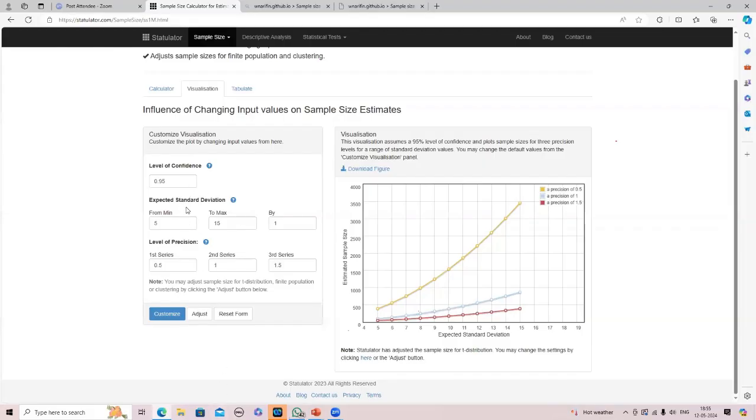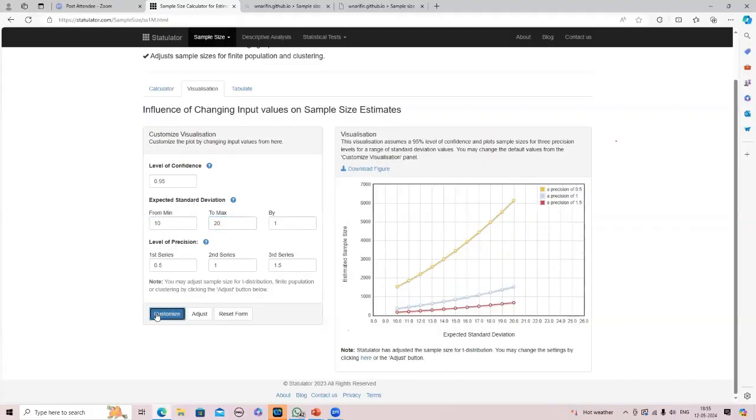So here you can change the expected values if you want to visualize other values. If the minimum is 5 and the maximum is 15, you can change it to 10 to 15, or 10 to 20, so the graph will change. Here you can have different values according to the standard deviation. If you are not satisfied with your values, you have another option in your hand.